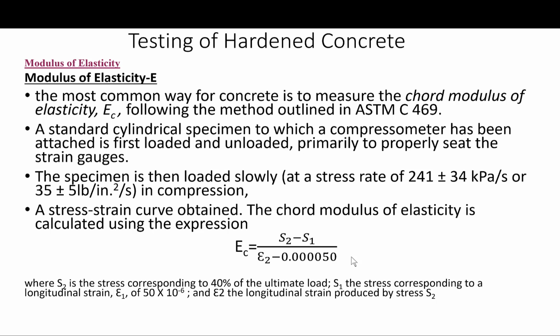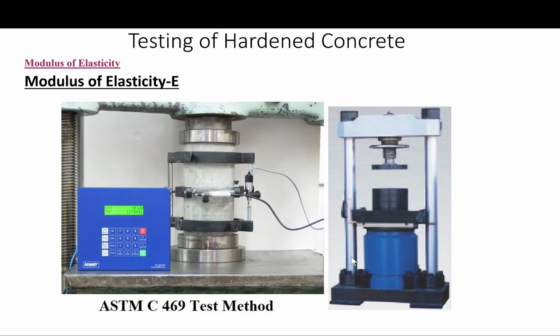It is possible to define the modulus of elasticity in a variety of ways for materials with nonlinear stress-strain curves, as we explained before. The most common way for concrete is to measure the chord modulus of elasticity, or E sub C, as we talked about before. This is done using the method outlined in ASTM C469. A typical setup is shown here. I'll talk about it in a minute.